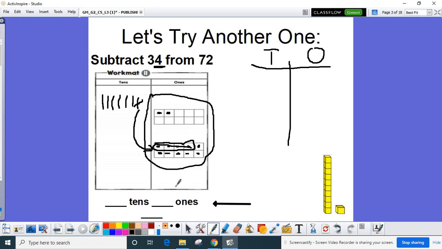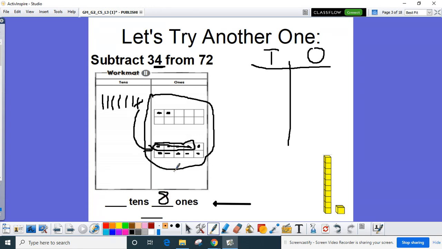So you're going to record that where it says blank ones. You're going to write 8 ones because that's how many ones we have left after we subtracted 4 from our 12 ones. Now, what is our next step? What do we have left to subtract?